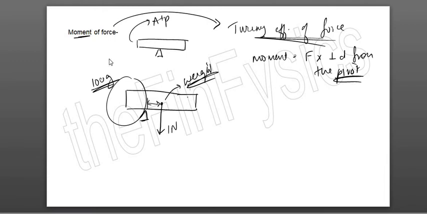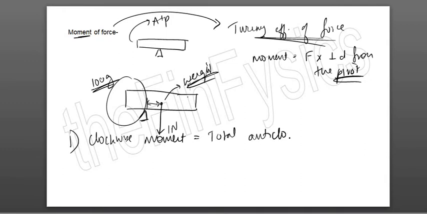So for an object to be in equilibrium, or for an object to be at rest, there are two things required. One, the clockwise moment, or the total clockwise moment, because there might be multiple forces acting, should be equal to the total anti-clockwise moment. Okay, this is the first point.